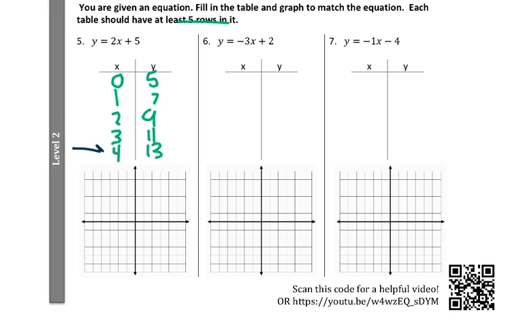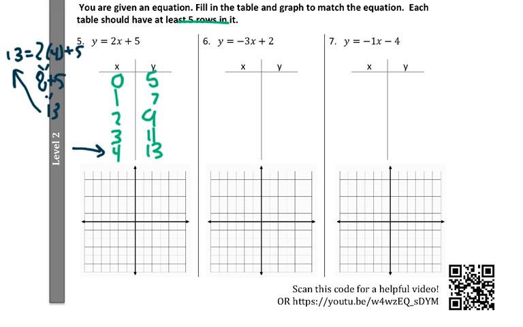We can and should double check. What if I took this row right here and plugged it into my equation? If I had a 13 plugged in for my y and a 4 plugged in for my x, 2 times 4 is 8. 8 plus 5 is 13. And that does match what we have over there. Woohoo! That's cool.